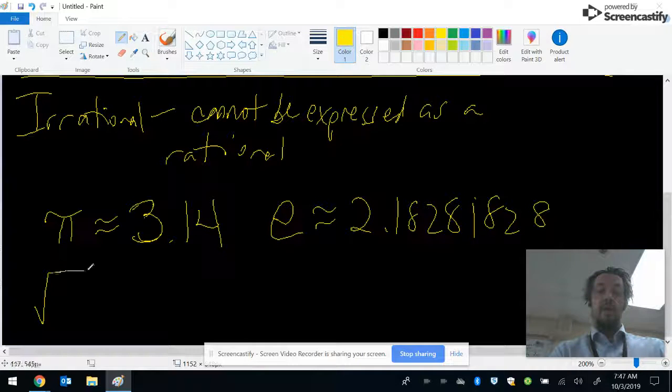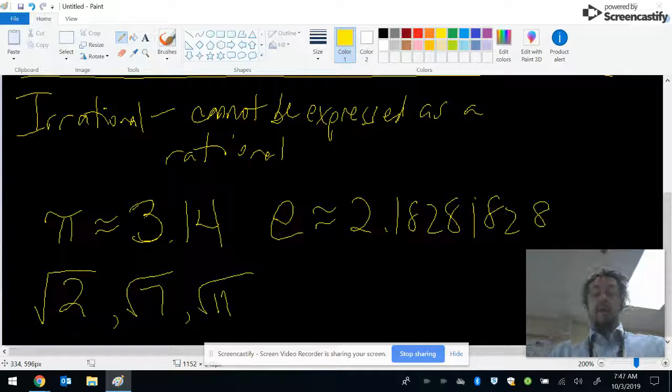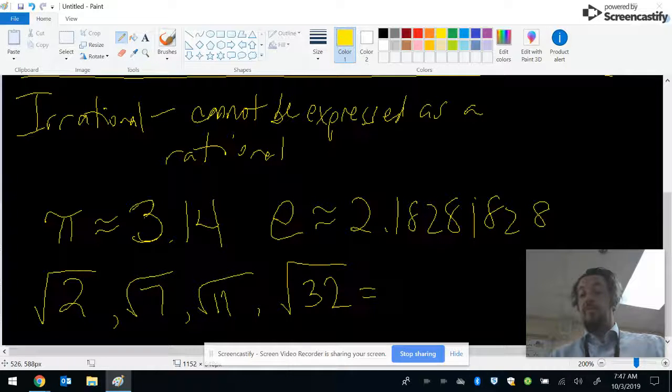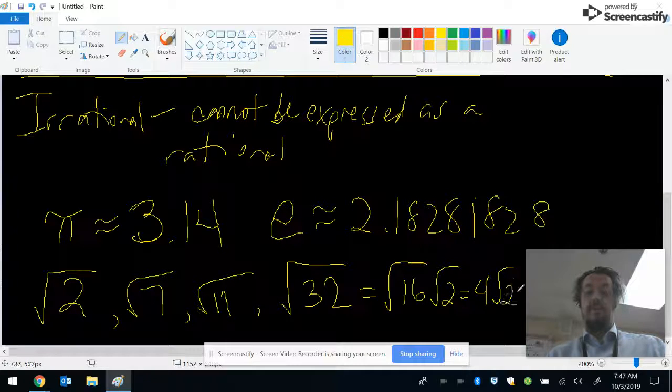Anytime you take the square root of an integer that isn't a perfect square, that will be an irrational number. So the square root of 2, the square root of 7, the square root of 11, even the square root of 32, right? Even though a component of that is a perfect square, there's a factor, right? We write that as radical 16 times radical 2. That radical 2 part, that factor, cannot be expressed as a ratio. So radical 2 is another example of an irrational number.